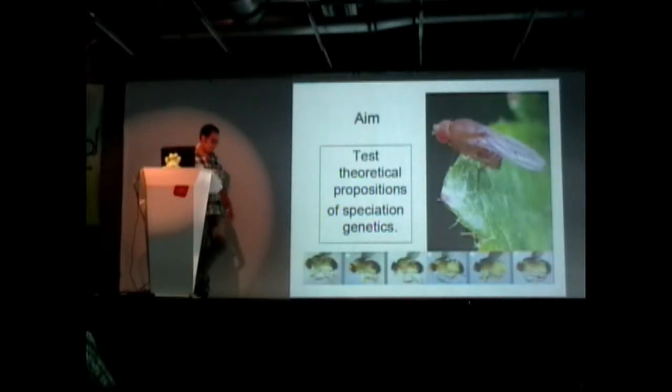The aim of my research program in the last 4 years or so has been to test the propositions of speciation genetics. The reason for this is that theoretical biology has done a fantastic job in formulating particular and straightforward hypotheses in terms of the study of speciation. However, we haven't found many ways or systems to actually go ahead and test these hypotheses. And as you can tell from this, it shouldn't come as a surprise to you that I use species of Drosophila to address this particular problem.